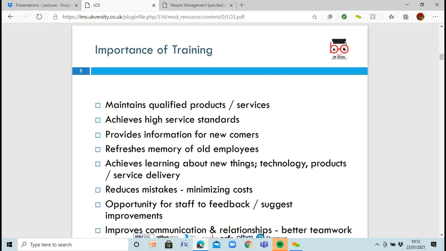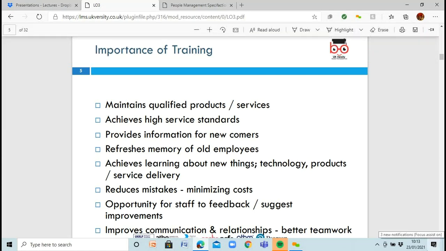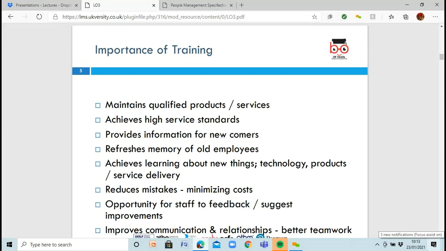Training also helps you to reduce mistakes, so you're cutting back costs. So you're not making as many mistakes, so it's not being as time consuming when you're trying to fix them. It gives the opportunity for staff to give feedback and also suggest improvements. And again, it improves communication and relationships. So this works towards teamwork.